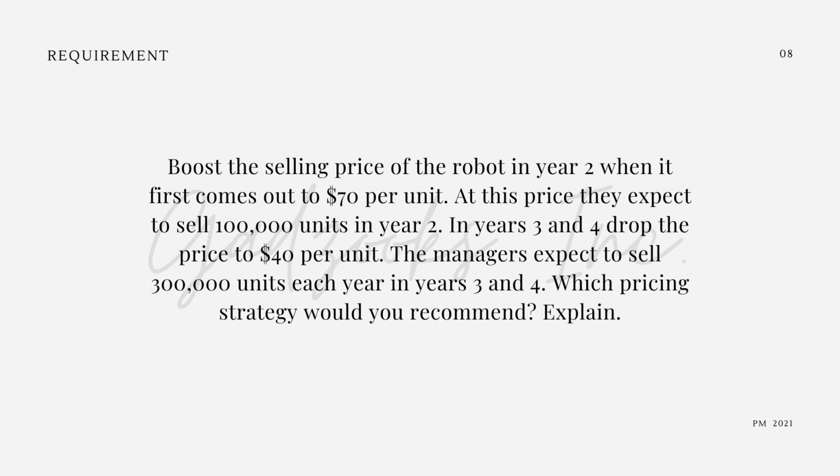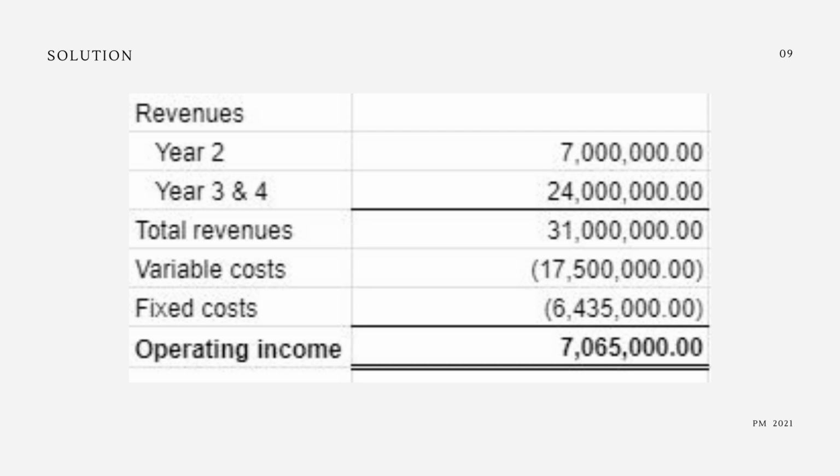Lastly, for the second and last option for pricing strategies, boost the selling price of the robot in year 2 when it first comes out to $70 per unit. At this price, they expect to sell 100,000 units in year 2. In years 3 and 4, drop the price to $40 per unit. The managers expect to sell 300,000 units each year in years 3 and 4. Which pricing strategy would you recommend? Explain.